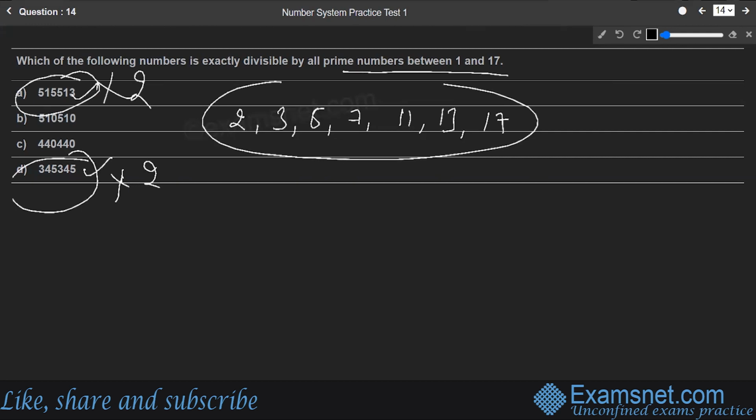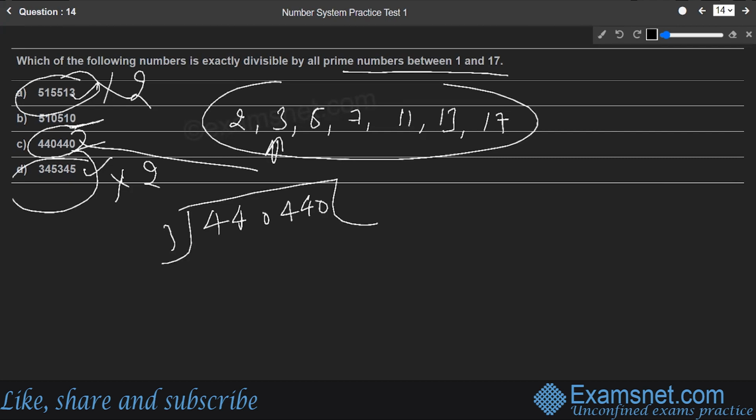Let us check 510, 510 and 440, 440. If you check these numbers, look at the next prime number, that is 3. If you try to divide this number, that is 440, 440 by 3, it is not completely divisible. There will be a remainder. So clearly, option C is also not divisible by 3.